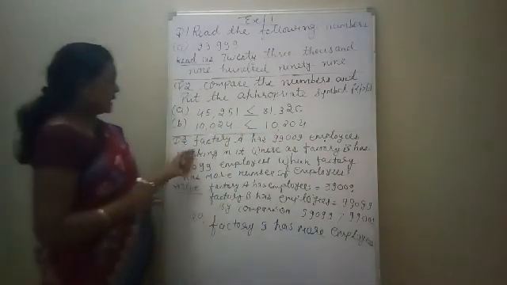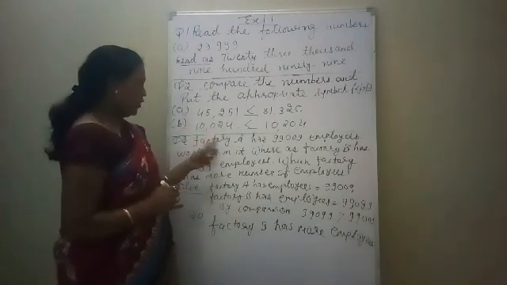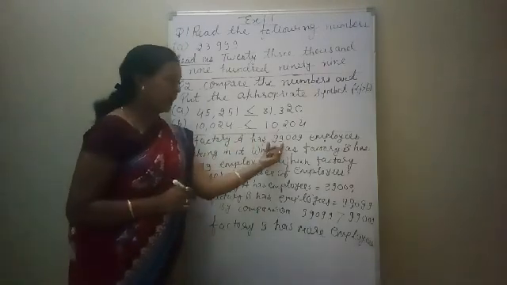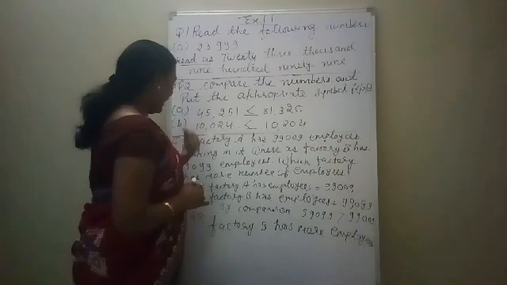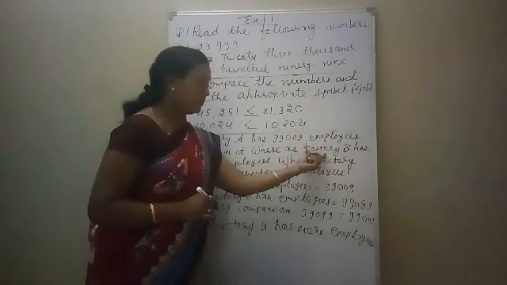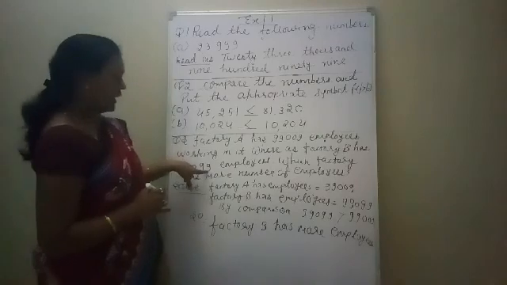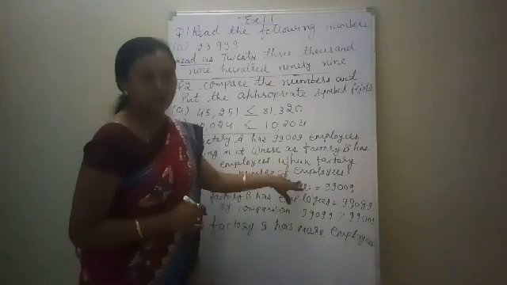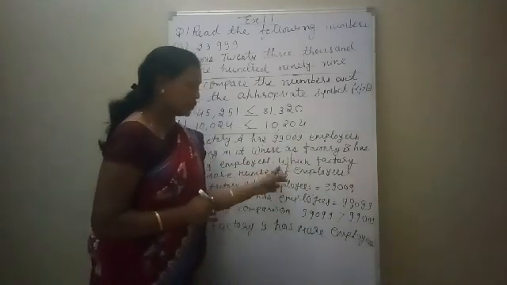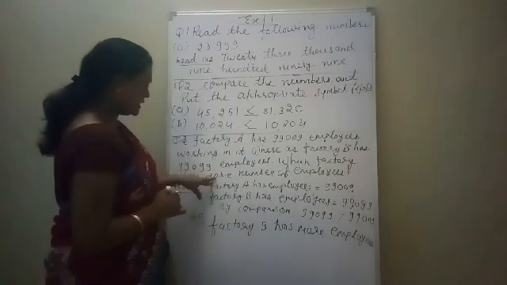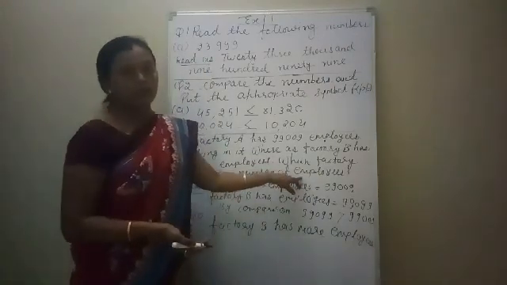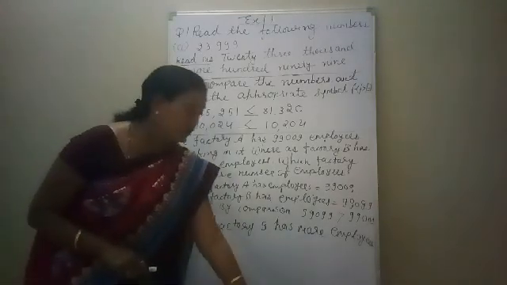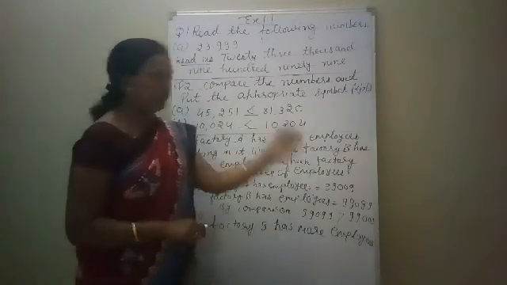Question number 3 is a word problem. In this question there are two factories. Factory A has 99,009 employees, whereas factory B has 99,099 employees. So which factory has more employees? What do we have to find out in this question? Which factory has more employees. It means here we have to compare the numbers and then identify which company has more employees.